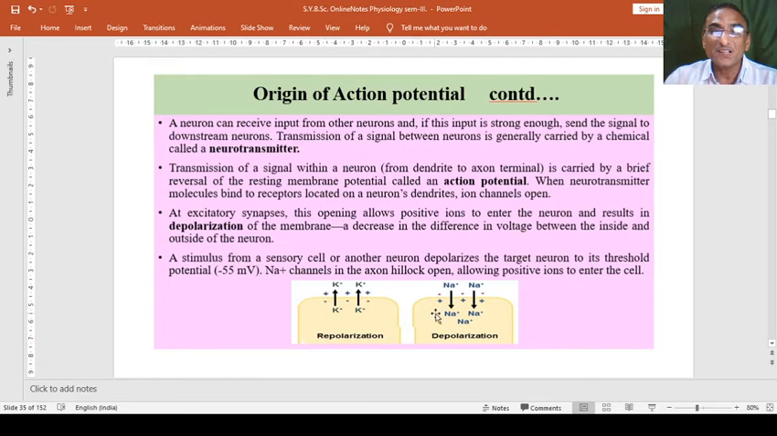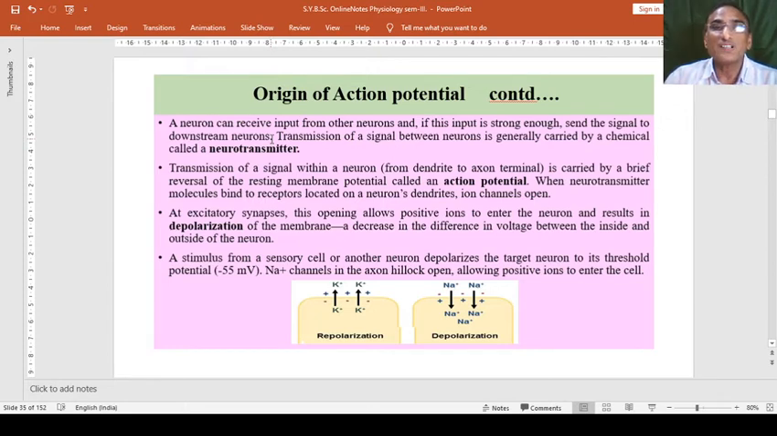So this positive and negative activity of movement of ions in and out is called depolarization and repolarization. And collectively we can call it an action potential, which begins at the axon hillock of the nerve cell or neuron. A neuron can receive input from other neurons, and if this input is strong enough, meaning the message received by the cell is strong enough, it sends the signal to downstream neurons.